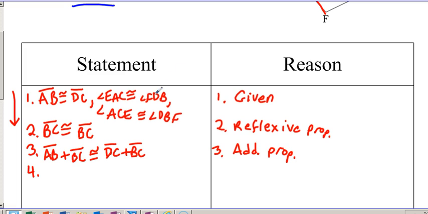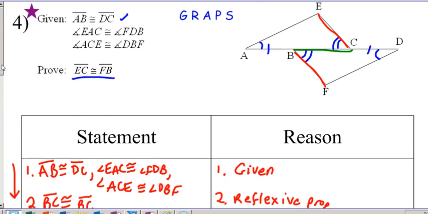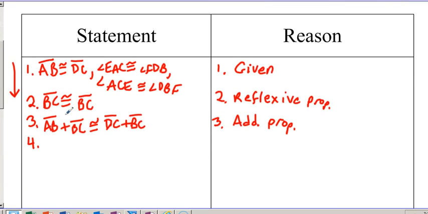Number 4, we have givens, reflexive, addition, GRAPS. P, we need a partition. Partition is where you build up the side that you need. A whole is equal to the sum of its parts. We need the entire side AC. AC is equal to AB plus BC, and the entire side BD. So AC is equal to AB plus BC. Side AC equals AB plus BC.